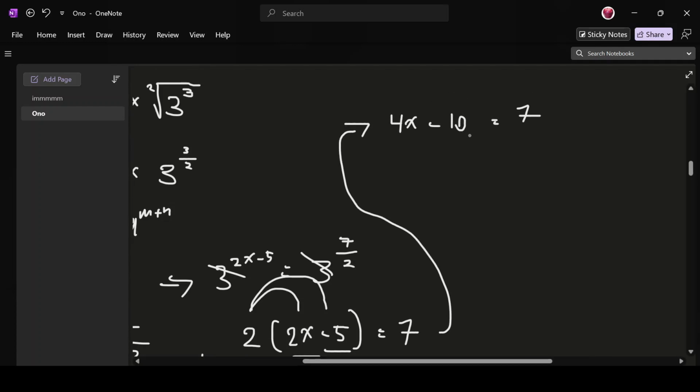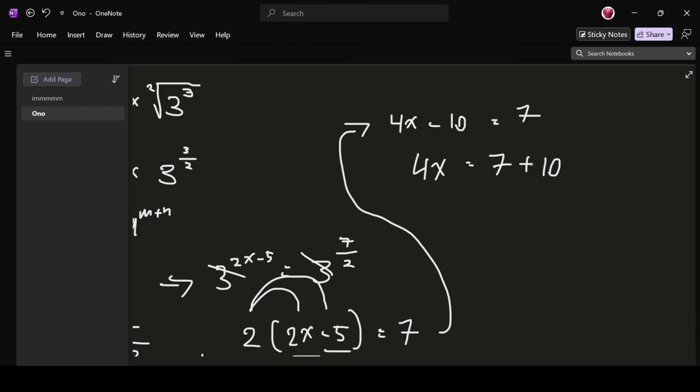Negative 10, you move it to the other side, it becomes plus 10. 4x is equal to 7 plus 10, which is 17. And we haven't fully got the x all alone. We still have this 4 right here. So when we want to move it to the other side, it becomes divide. x is equal to 17 divided by 4, 17 over 4. And this is our answer.